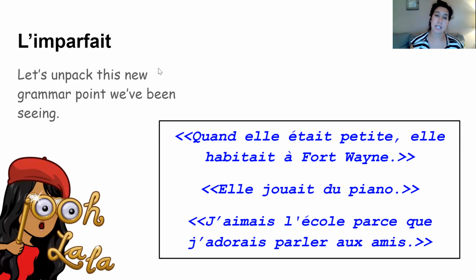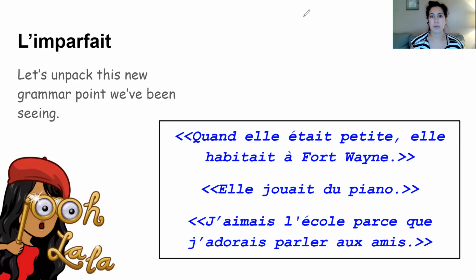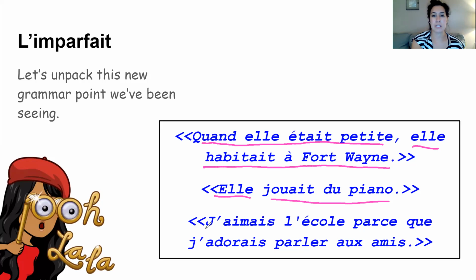In yesterday's lesson, at the end, I was asking you to look at some patterns. So I've taken 3 or 4 sentences from last week's text, just to zero in a little bit more. And I'm going to read them to you in this box right here. So first one is: quand elle était petite, elle habitait à Fort Wayne. Elle jouait du piano. J'aimais l'école parce que j'adorais parler aux amis.